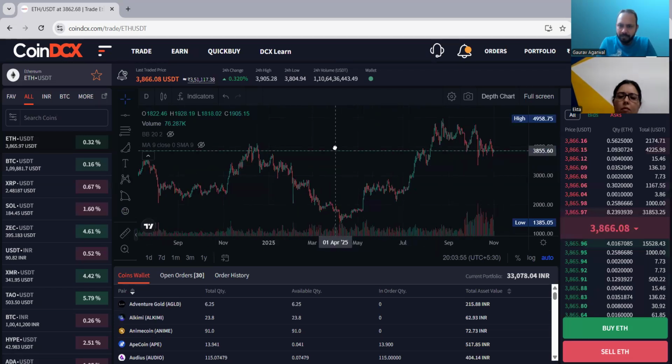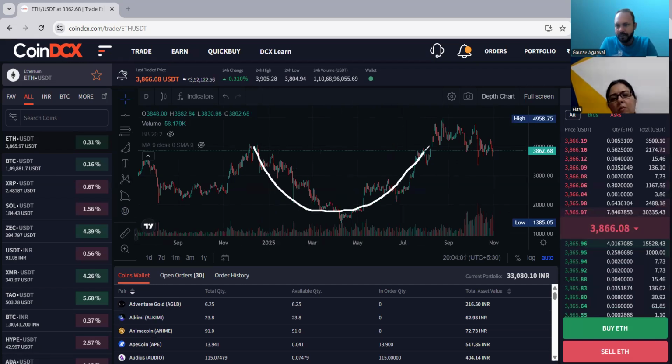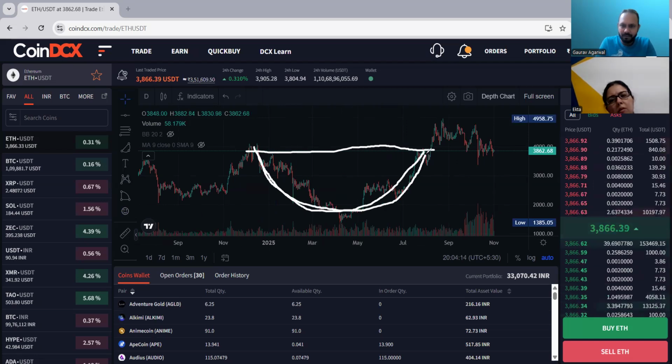If you make it small, then you can see a big rounding bottom. Oh, but this is too confusing. Another cup and handle. This is on the daily chart. This is not cup and handle. This is a rounding bottom. See?